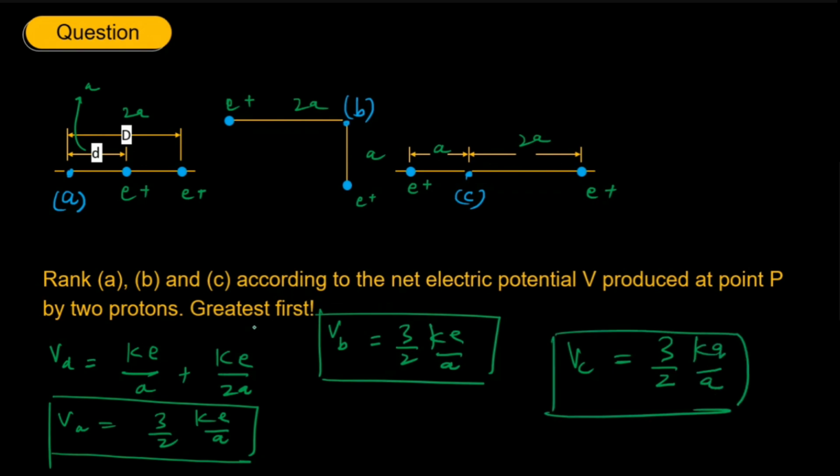They're all equal, because potential doesn't depend upon the direction. As it doesn't depend upon the direction, we can say that it is equal at every point produced by these protons.